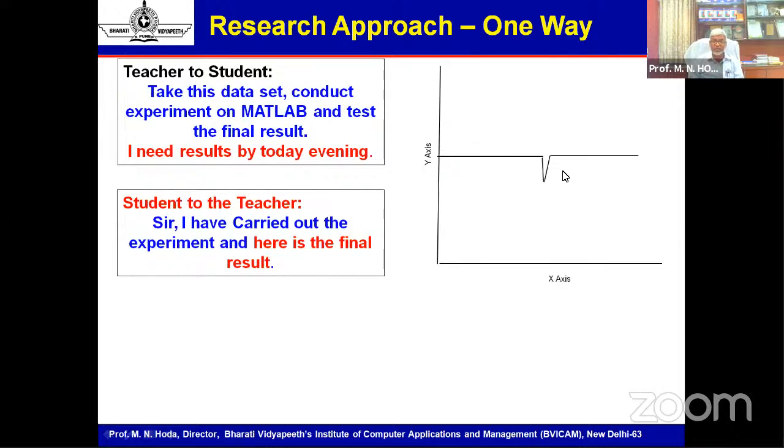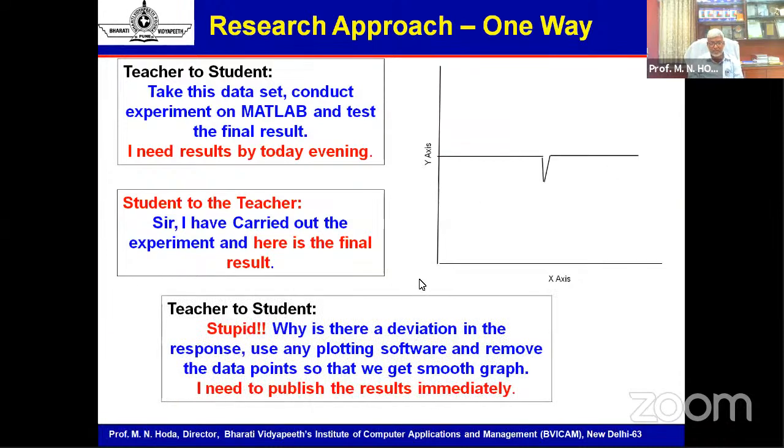And then you see the reaction of the guide, the reaction of the teacher. The reaction of the teacher is, "Stupid, why is there a deviation in the response? Use any plotting software and remove the data point so that we get a smooth graph. I need to publish results today. I need to publish the result today itself, immediately." You can understand a new scholar who has just gone to the guide to take constructive input.